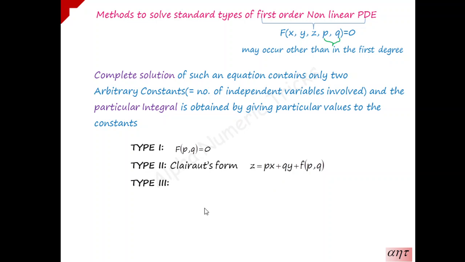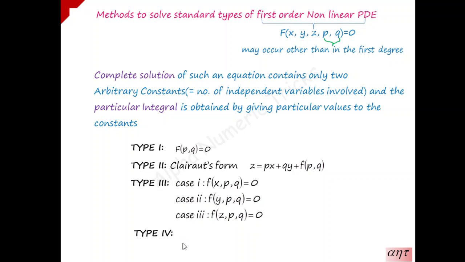Next one is type 3. In type 3 we have three cases. First case is f of x comma p comma q is equal to 0. That is, in the first type the problem has only p and q alone, whereas in type 3 case 1, along with p and q, the variable x alone is present. So you have f of x comma p comma q is equal to 0. In case 2, along with p and q, y is present, so f of y comma p comma q is equal to 0. In case 3, along with p and q, z is present, not x and y. So only z, p and q are present in your problem.